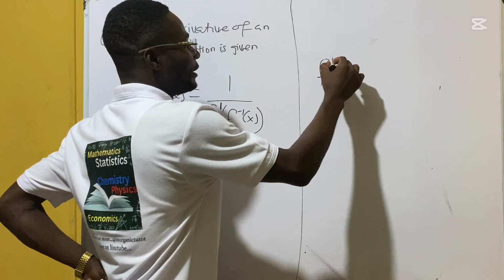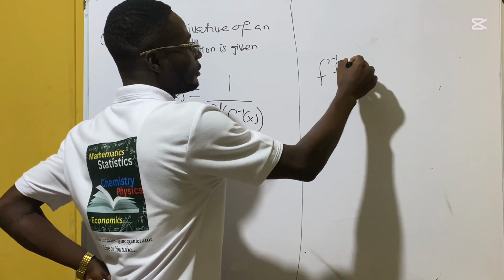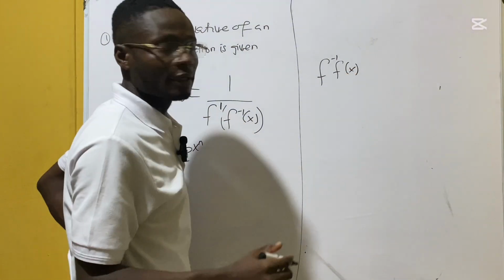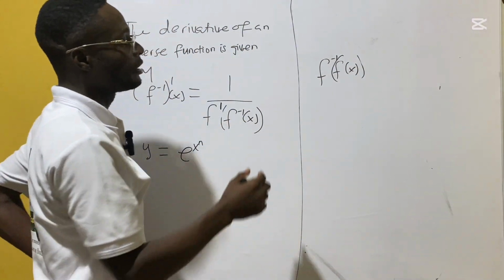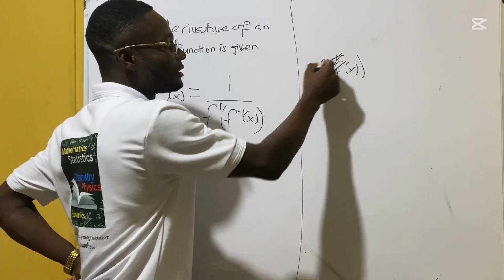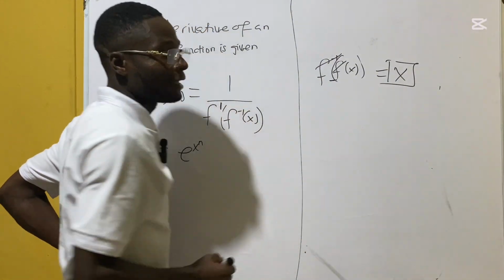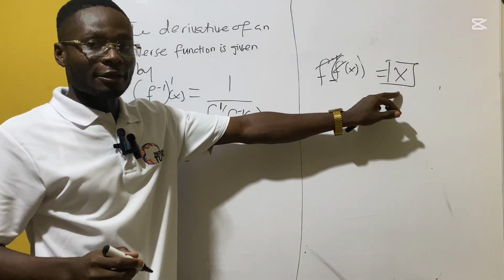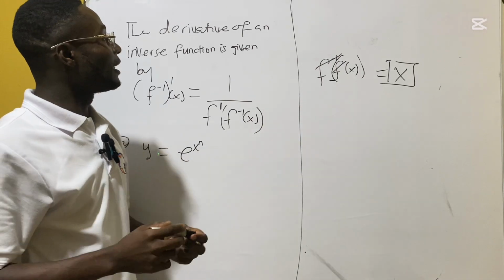f inverse of f of x. So from this definition, we can see that this is equal to x. That is the expression derived from the given function.